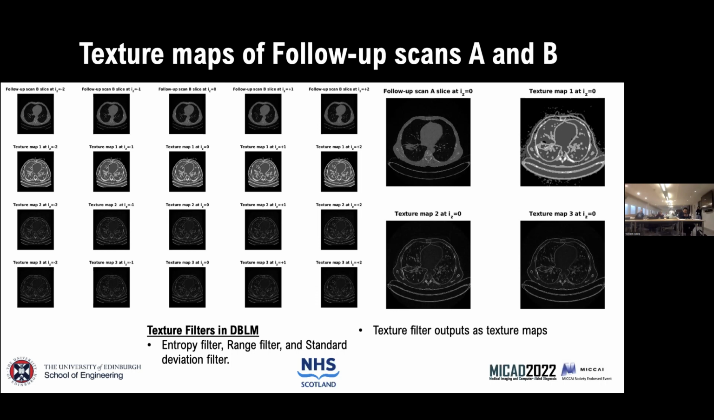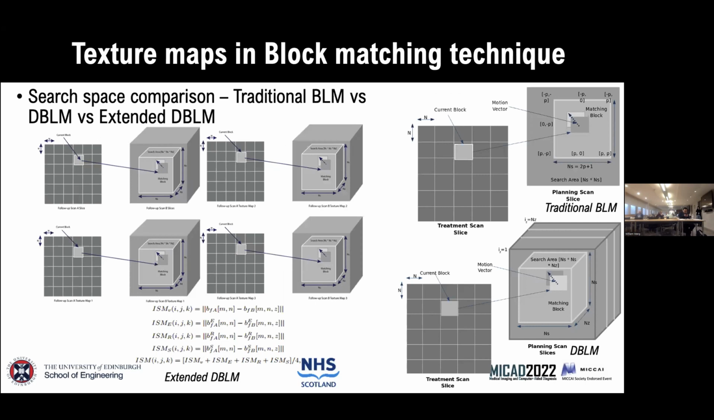And then I used them in the three-dimensional block matching technique. So I had four different search spaces: a voxel intensity-based search space and three different texture map-based search spaces. I then applied the block matching technique on all of them and regularized them.